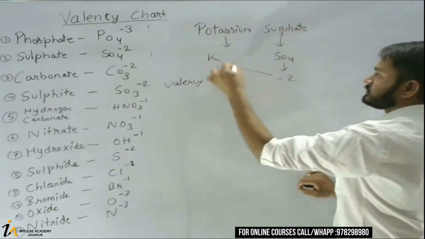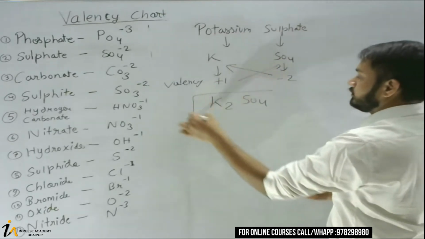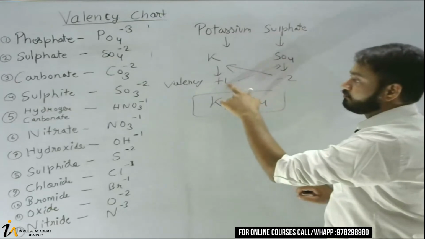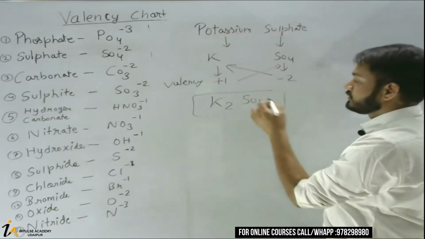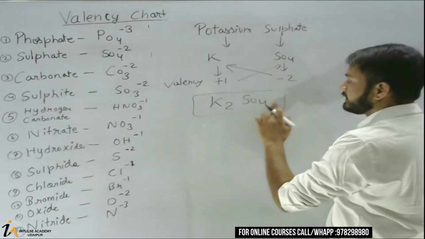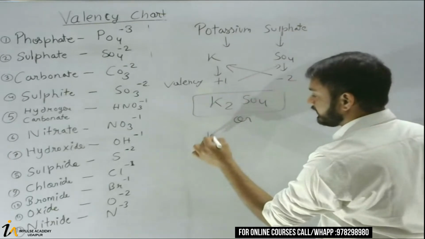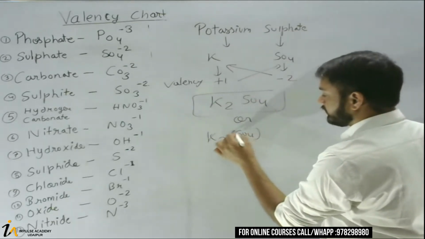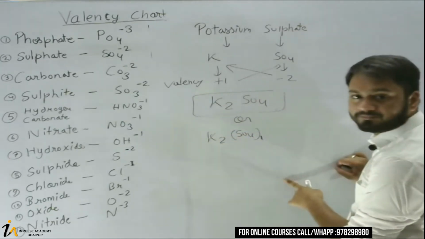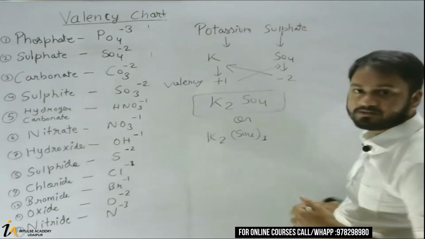Okay, now cross this. So it would be K2SO4. Because the valency of SO4 is 1, so we'll write either a bracket with 1, or we can directly, for 1, write it like SO4. Either write like this, or write like this: SO4, or K2(SO4) whole 1. Both ways you can write. Okay, so this is how we need to make the formula.